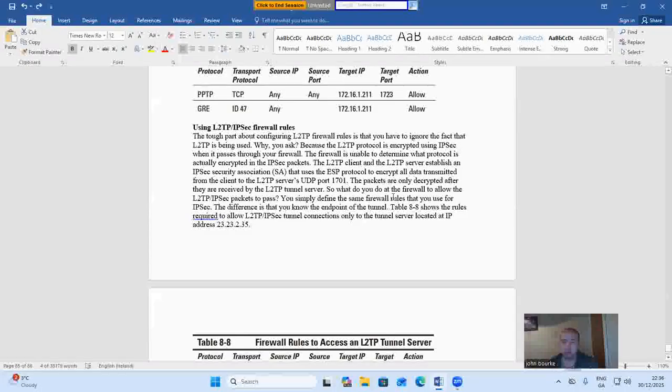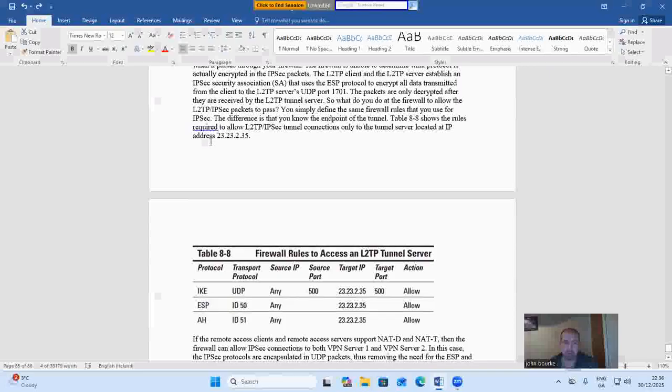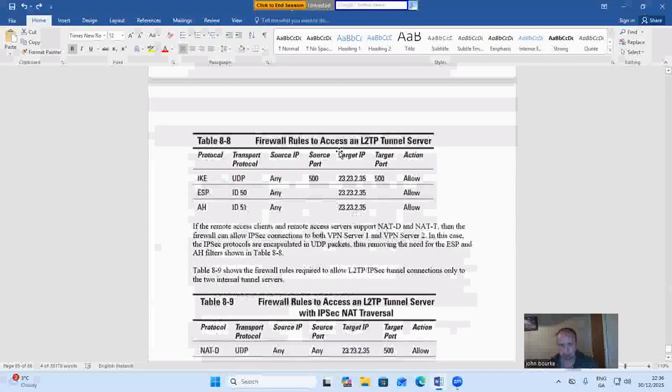So what do you do at the firewall to allow the L2TP IPsec packets to pass? You simply define the same firewall rules that you use for IPsec. The difference is that you know the endpoint of the tunnel. Table 8.8 shows the rules required to allow L2TP IPsec tunnel connections only to the tunnel server located at the IP address 23.23.2.35.